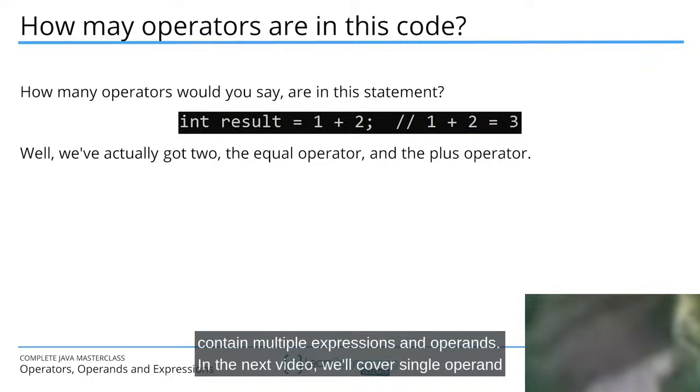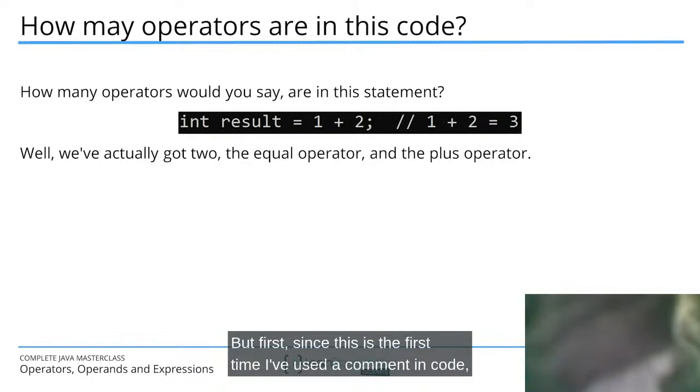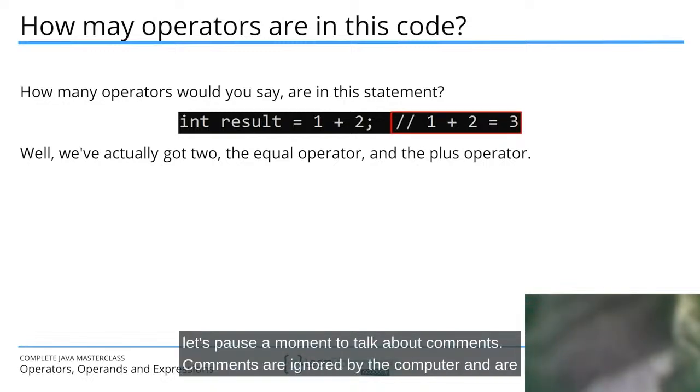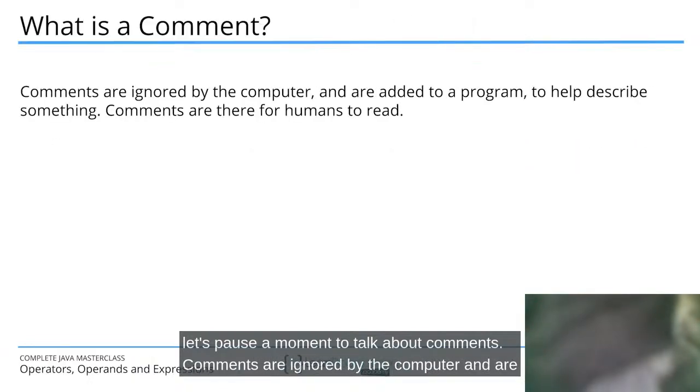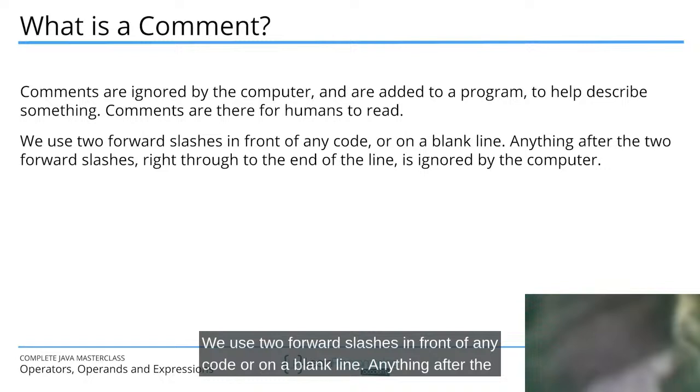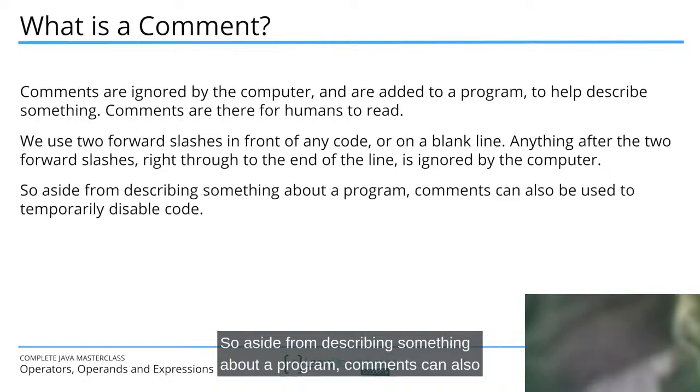In the next video, we'll cover single operand operators, which, as you may have guessed, perform a function on a single operand. But first, since this is the first time I've used a comment in code, let's pause a moment to talk about comments. Comments are ignored by the computer and are added to a program to help describe something. Comments are there for humans to read. We use 2 forward slashes in front of any code or on a blank line. Anything after the 2 forward slashes, right through to the end of that line, is ignored by the computer. So aside from describing something about a program, comments can also be used to temporarily disable code.